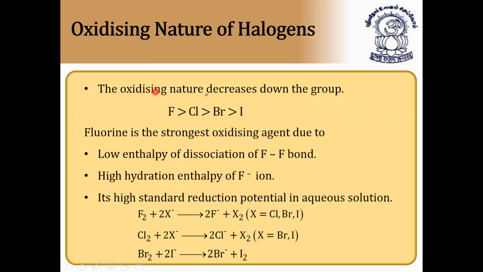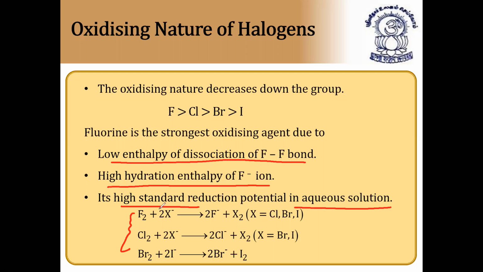The oxidizing nature decreases down the group. Fluorine is the most oxidizing because it can bring oxidation to others while itself undergoing reduction. So chlorine is next, then bromine, then iodine. Fluorine is the strongest oxidizing agent due to the low enthalpy of dissociation of the fluorine bond, the high hydration enthalpy of the fluoride ion, and high standard reduction potential in aqueous solution. This reasoning is very, very important. So that's why it is the strongest oxidizing agent.